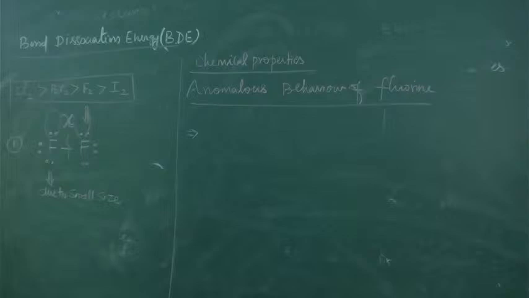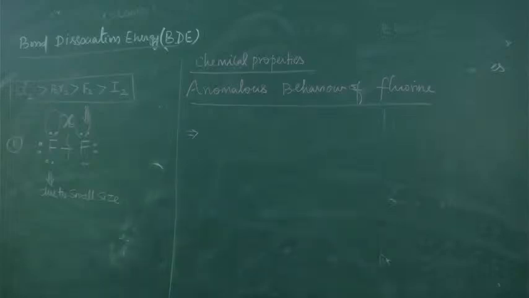Due to small size, high electronegativity, and low bond dissociation enthalpy or energy. Due to the small size of fluorine, it is going to be very small, with high electronegativity. The third point is going to be low bond dissociation energy and absence of vacant d orbital. Fourth, the last point, the high value of electrode potential.